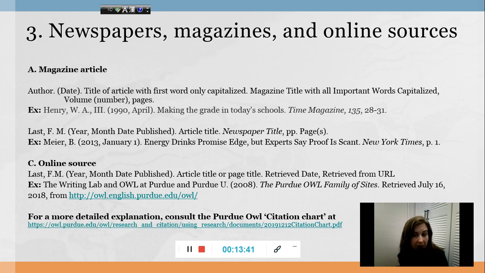Okay, so our example is the Writing Lab, an OWL at Purdue University. That was the website that we just went to actually. And we have the year 2008. And also, here's the title, the Purdue OWL Family of Sites, the date which you searched it, and the URL. If you need a more detailed explanation, please go to this URL here. I will include this PDF on Smart Campus.